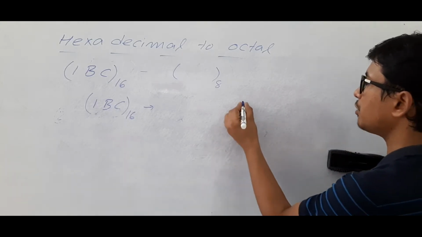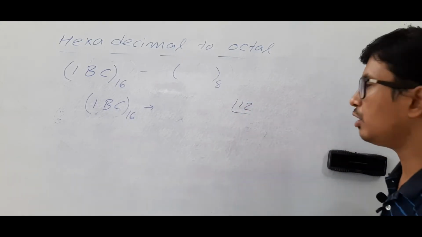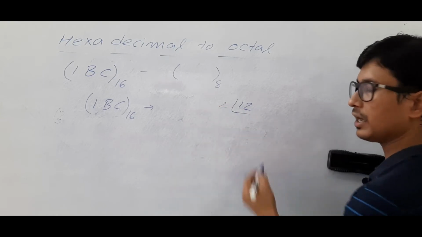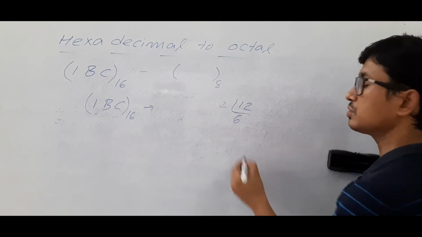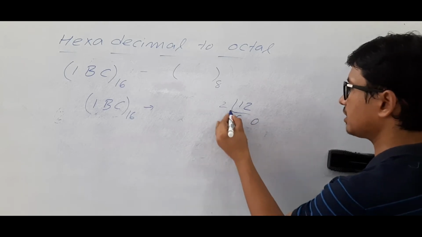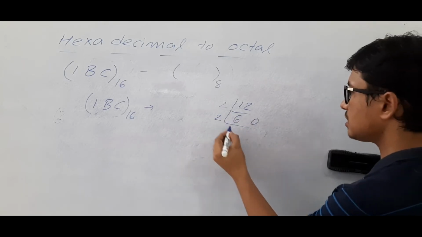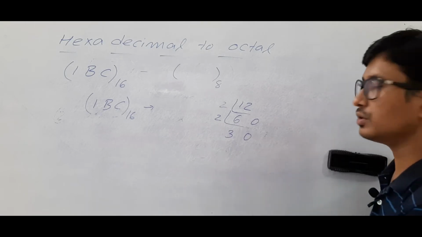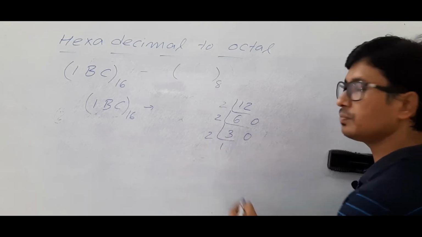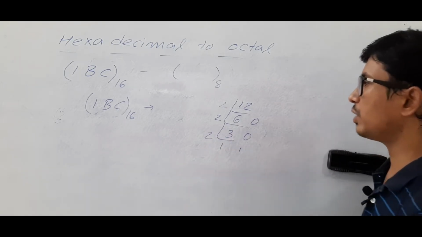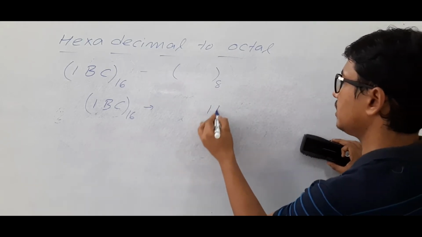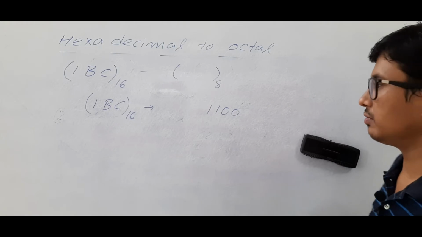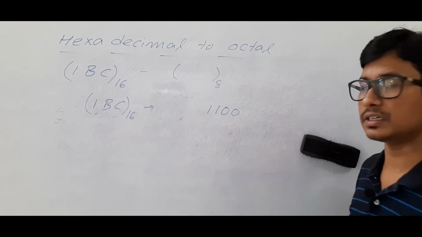Now 12, if I want to convert into a binary number, how will it be? I have to divide by 2 because I want to convert into a binary number. 2 sixes are 12, I will get the remainder 0. 2 threes are 6, I will get the remainder 0. 2 ones are 2, and I will get the remainder 1. So I got 1100 for 12. So 4 bits I need to represent.